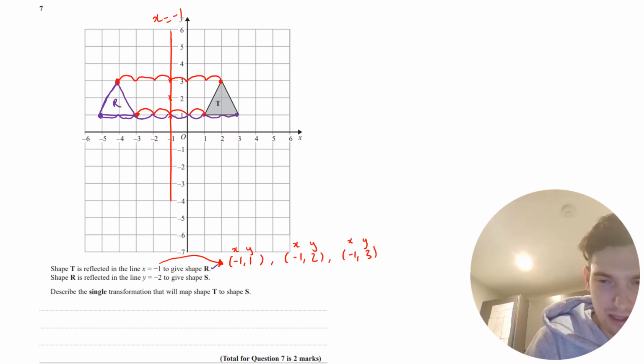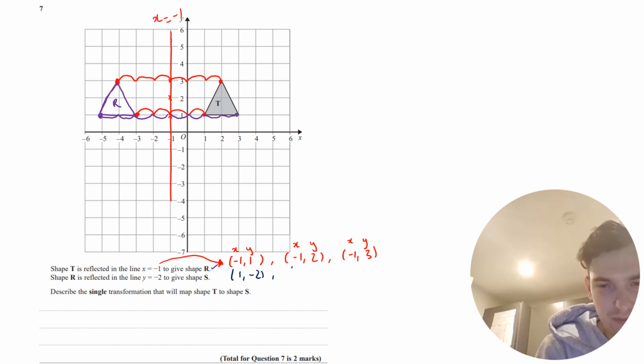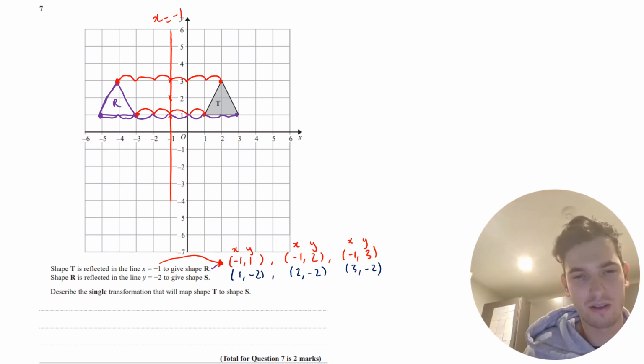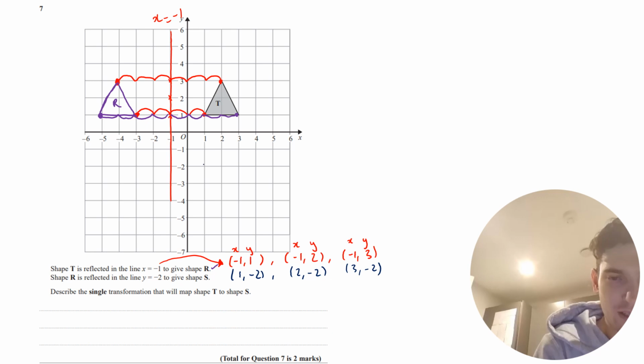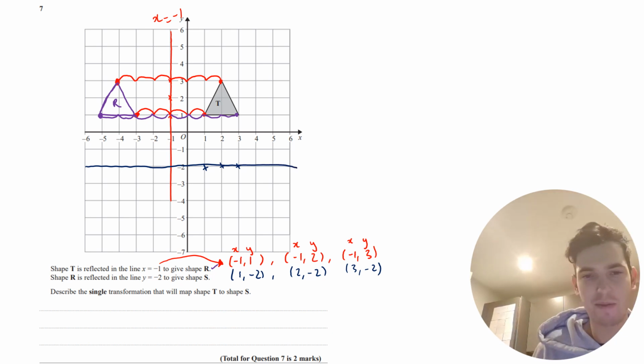Now, same thing with the line y equals -2. So I think my y coordinate is now -2. So all of these points are on the line y equals -2. So let's plot those points here, here, here. Drawing this line, should be using a ruler in the real thing. And now I'm going to do the same thing again.